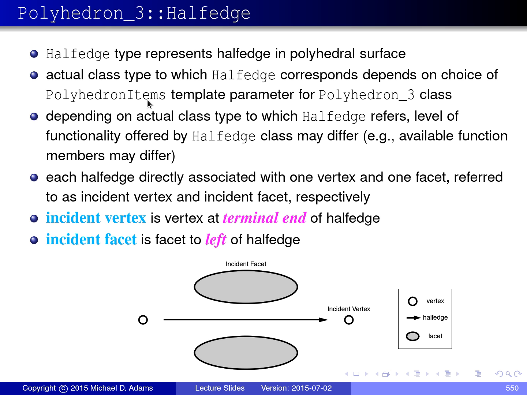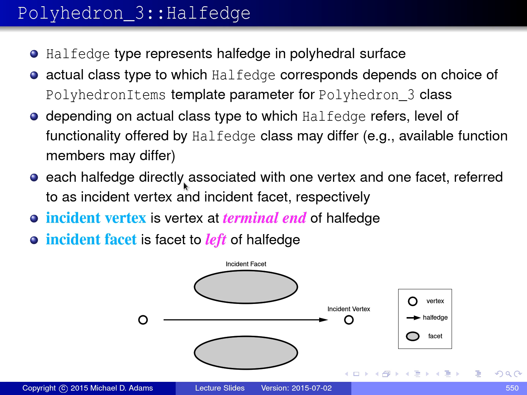If you remember the Polyhedron_3 class, when we talked about it earlier, it's a template class. One of the template parameters was called Polyhedron_items. And essentially what this template parameter does is it specifies the particular type that's used to represent a half-edge, a vertex, and a facet in the mesh. So depending on the actual class type to which halfedge refers, the level of functionality that's offered by the halfedge class can differ. In other words, you may have different member functions available depending on the specific type that halfedge actually refers to.